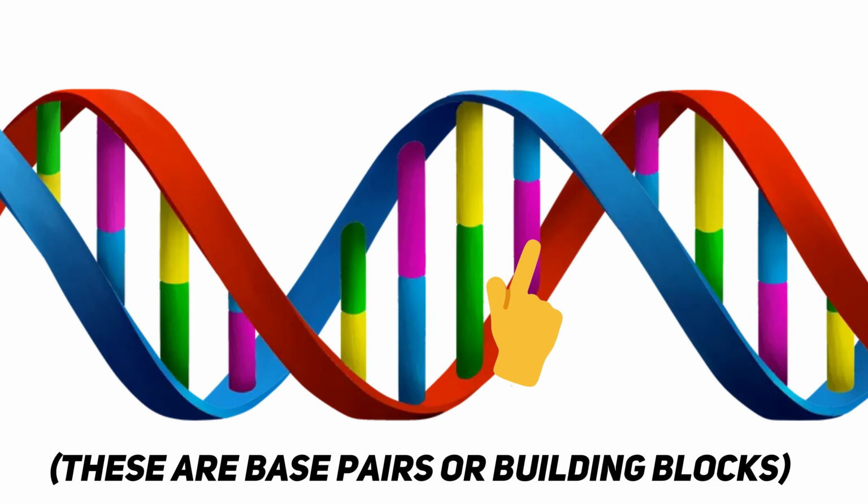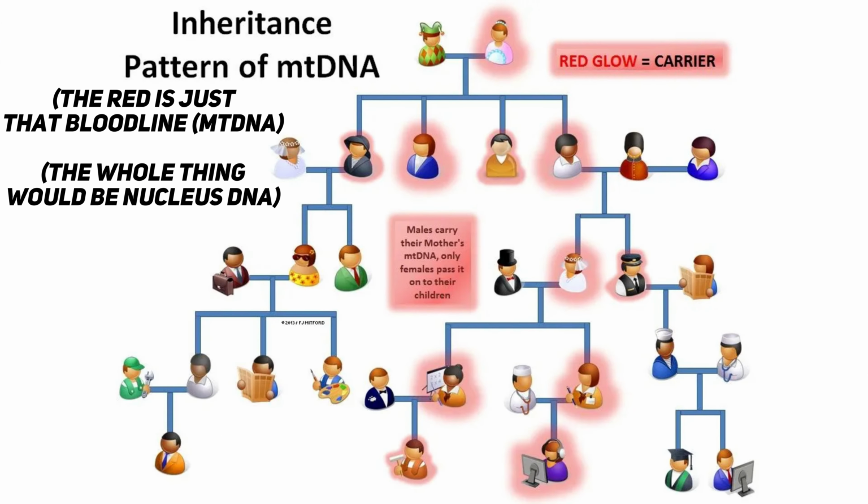mtDNA spans about 16,500 DNA building blocks, otherwise known as base pairs, representing a small fraction of the total DNA in cells. mtDNA comes from an egg, only from one bloodline, whereas nucleus DNA is the entire species.